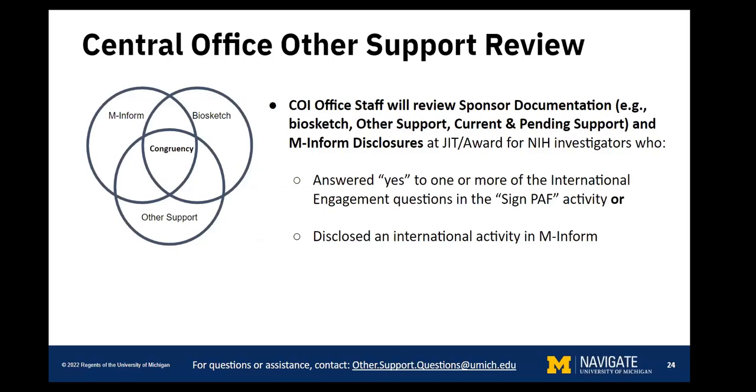So why are COI staff involved? We are conducting reviews of sponsor documentation, mainly the biosketch, other support documents, current and pending support, as well as the M-Inform disclosure. So we have this kind of congruency review happening, and you can see that in the picture here at Just in Time and Award for NIH investigators who answered yes to one or more of the international engagement questions on the new signed path activity for all investigators that went into effect in, I believe, late 2020. Or for any investigators that disclose an international activity in M-Inform. And this isn't just limited to NIH. We will review other federal sponsors where somebody has said yes to the international engagement questions as well at time of award. Next slide.